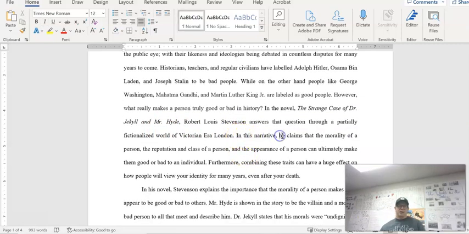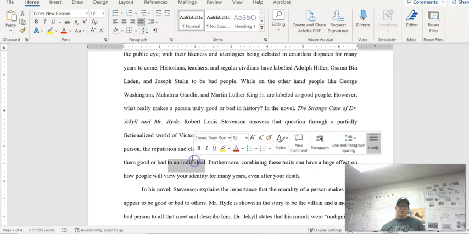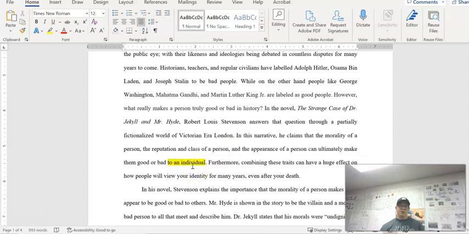In this narrative, he claims that the morality of a person, the reputation and class of a person, and the appearance of a person can ultimately make them good or bad to an individual. Furthermore, combining these traits can have a huge effect on how people will view your identity for many years, even after your death. To an individual, I don't know what this means. That I'm confused on.